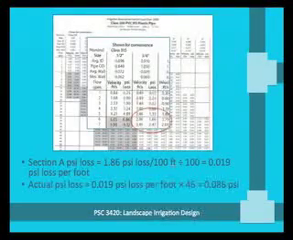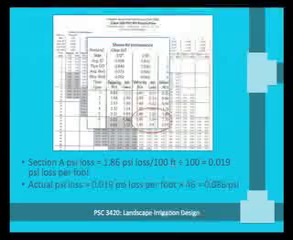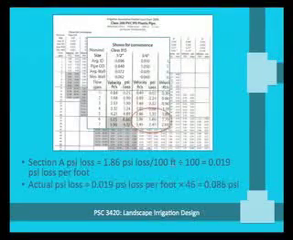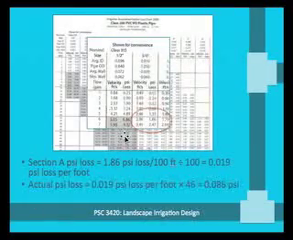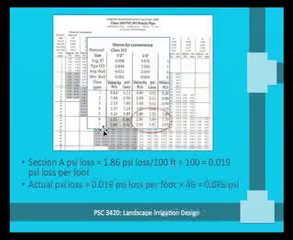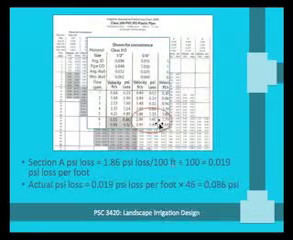Now again, I just want to go through and review how the chart would be used. Let's just look at one section of the pipe. If you recall, section A, the pipe was 3/4 inch class 200 PVC, and the flow was 6 gallons per minute. So the PSI loss, using the chart here, we have the 3/4 inch column, we have the 6 gallon per minute flow rate, and the pressure loss is 1.86 PSI per 100 feet, and that's what you see here on the table.